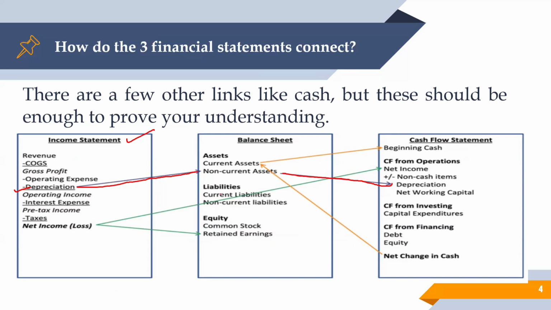Second, net income or loss goes to net income in cash flow from operations, and also net income goes to retained earnings. So that's the link connecting all three financial statements. So you have to give the answers that way.